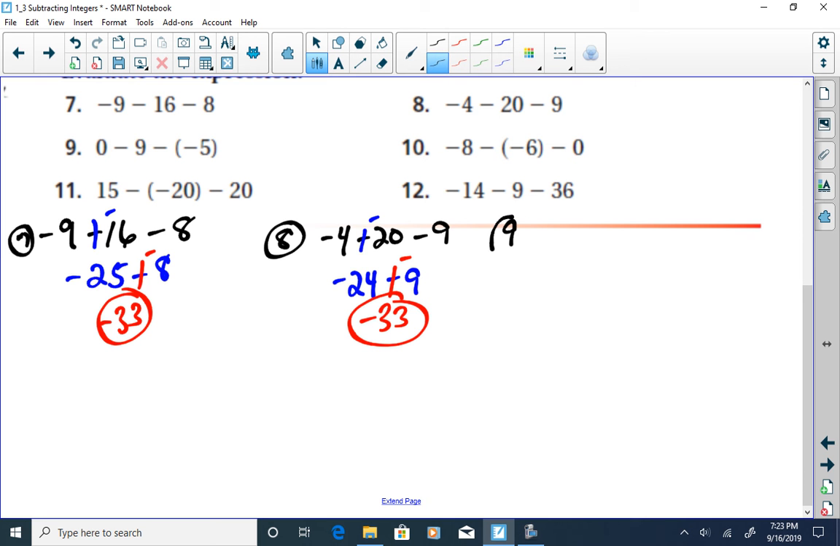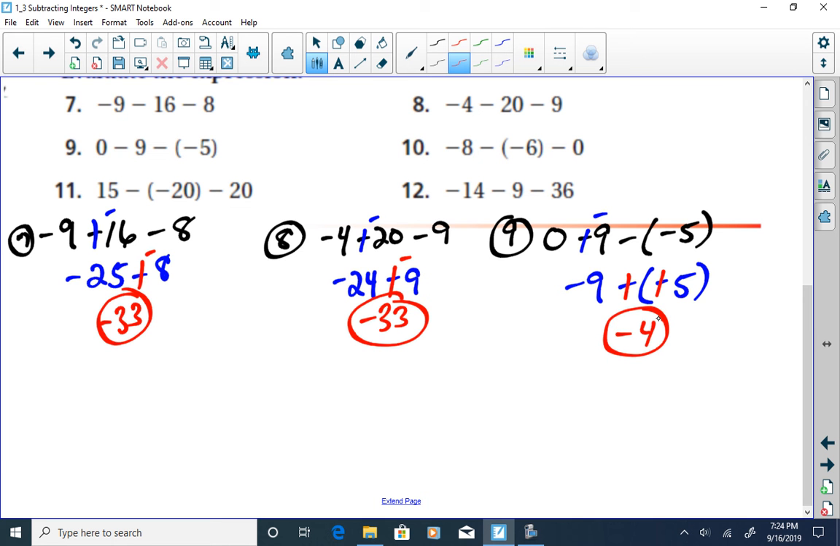Question 9. Question 9 says we have 0 minus 9 minus the negative 5. I start with the first two integers, 0 minus 9. When we add its opposite, that's 0 plus negative 9. So it's going to be negative 9, but then we still have the minus negative 5. Right, I want to use my additive inverse, so we change the subtraction to addition, change the sign of the number that follows to its opposite. You have negative 9 plus positive 5. That's going to be negative 4. All right.